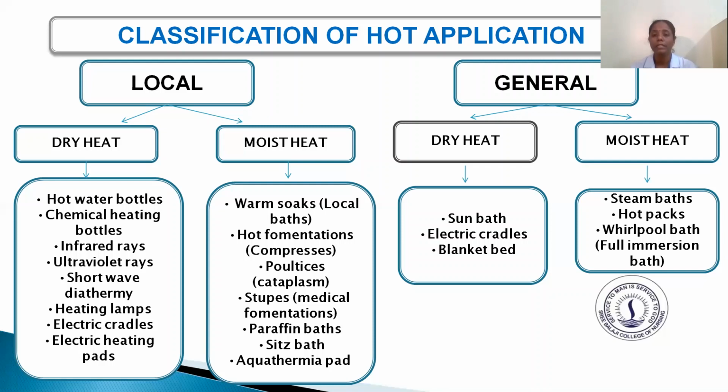Another one is general heat. This is divided into two categories: dry heat and moist heat. Under dry heat come the sun bath, electric cradles, and blanket bed. These also come under dry heat. Under moist heat come the steam bath, hot packs, whirlpool bath, and full immersion bath. These are all the things that come under moist heat.